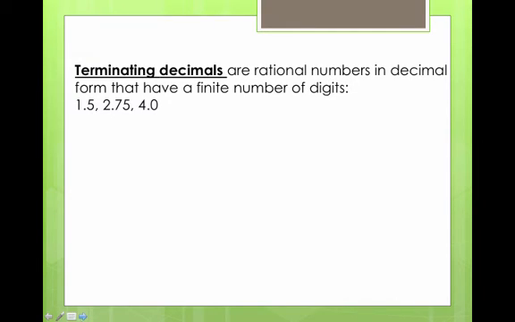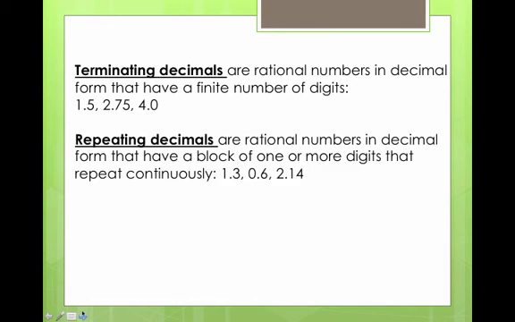Okay, terminating decimals are rational numbers in decimal form that have a finite number of digits. So there's an ending to this, 1.5. There's nothing after it. Of course, I can put zeros, but there's no other value.